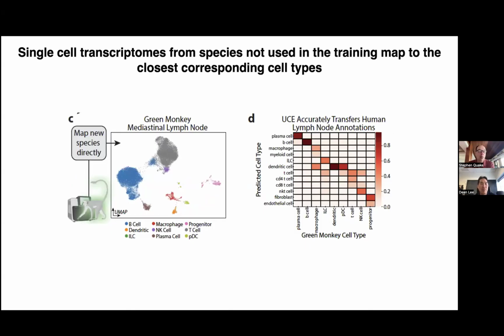We then gave it a harder problem. We gave it a species it had never seen before. In this case, a data set on green monkey. And when that data set was embedded in the model and we asked what cell types were closest to the green monkey cell type, the model would predict which cell type it thought it was. And it did a very good job, in pretty good agreement with how the authors of this work had annotated the cell types. And so this demonstrated the model could analyze data from species it had never seen before and do a reasonable job at that.